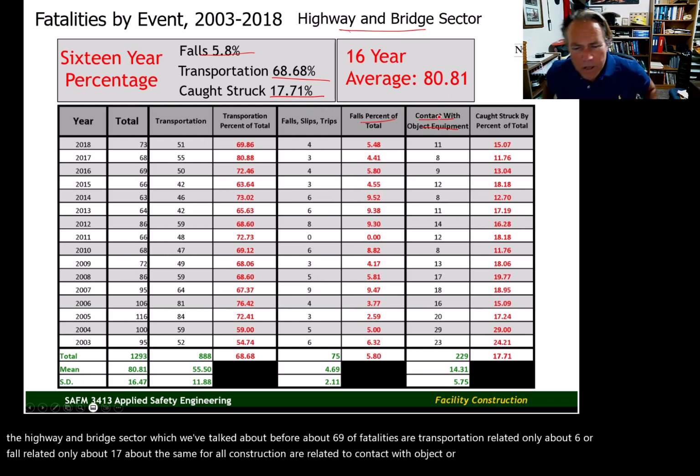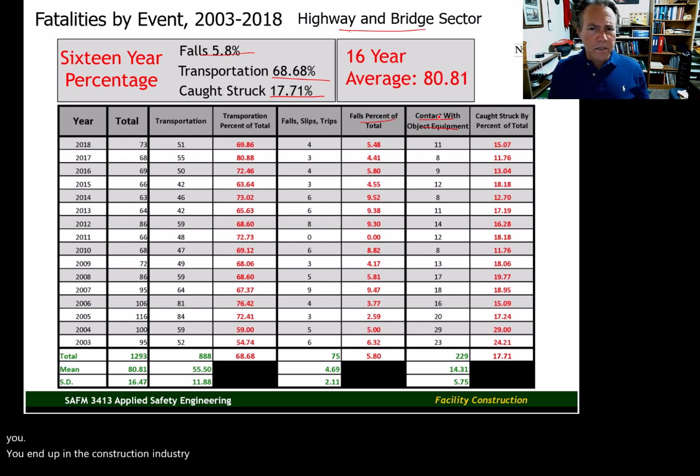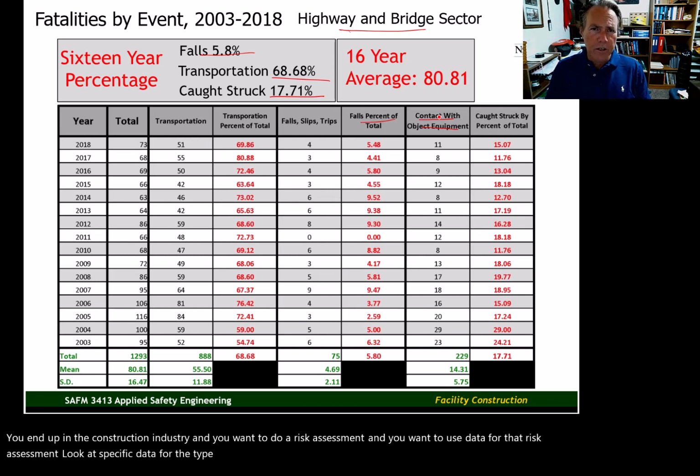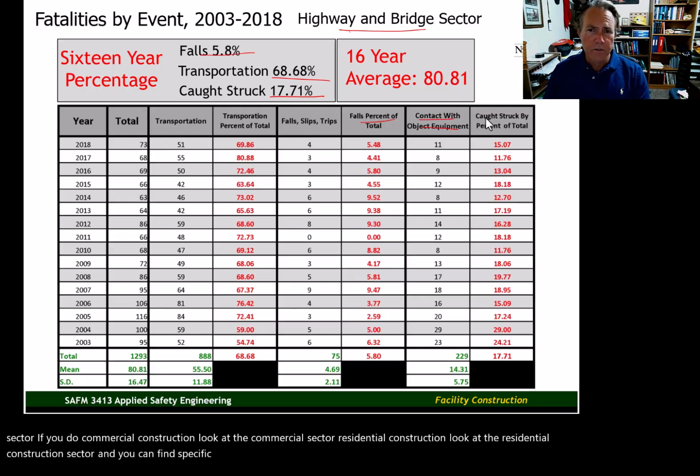So if you do end up in the construction industry and you want to do a risk assessment and you want to use data for that risk assessment, look at specific data for the type of construction that you do. If you do highway construction, look at the highway sector. If you do commercial construction, look at the commercial sector. Residential construction, look at the residential construction sector. And you can find specific data on each of those sectors.